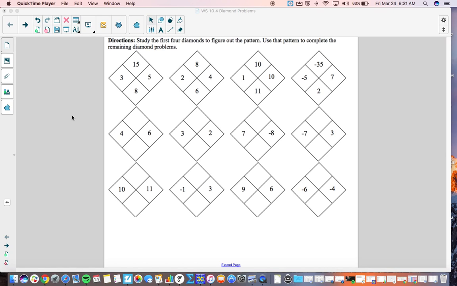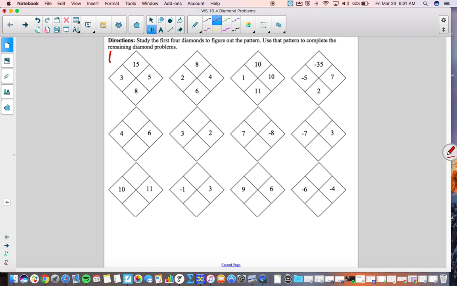This assignment or practice might seem a little bit goofy. Next week it'll make a lot more sense why we're doing what we're doing, but really we're just playing with numbers right now. So this is called the diamond problem, and if we look at this first one, the directions ask us to figure out why these four numbers are where they are.